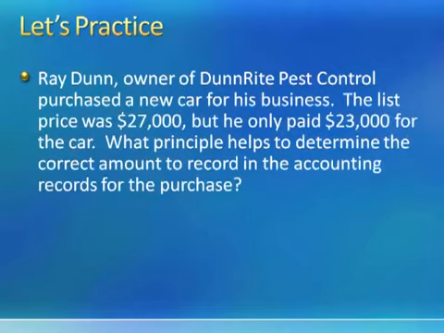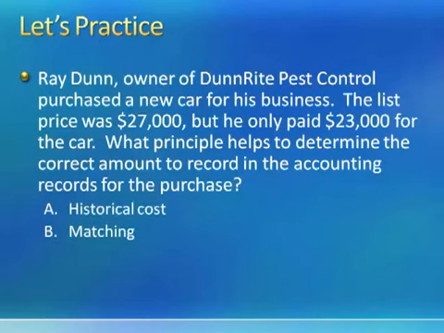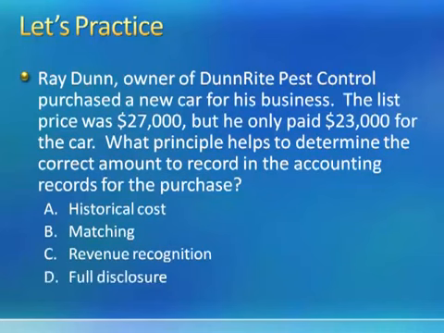Our next question. Ray Dunn, owner of Dunn-Wright Pest Control, purchased a new car for his business. The list price was $27,000, but he only paid $23,000 for the car. What principle helps to determine the correct amount to record in the accounting records for the purchase? Historical cost, matching, revenue recognition, or full disclosure?